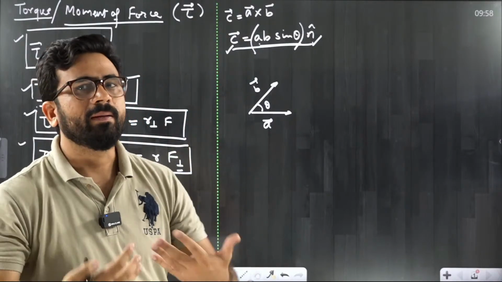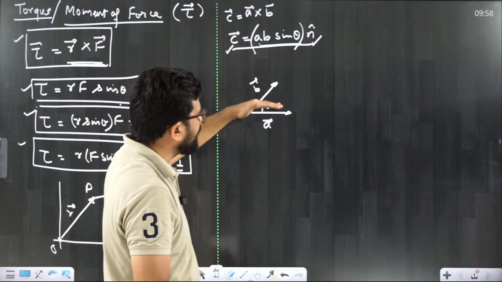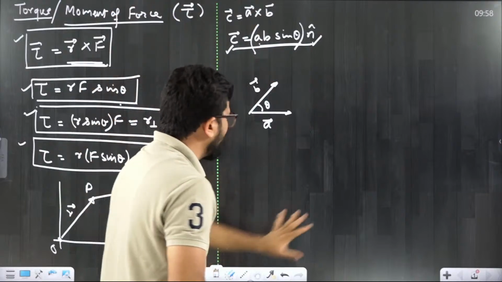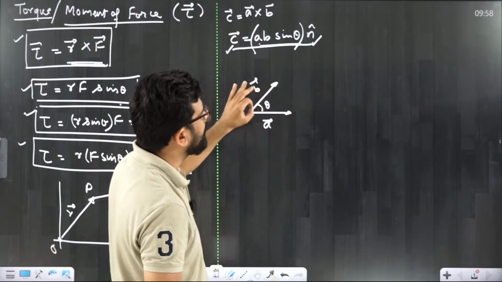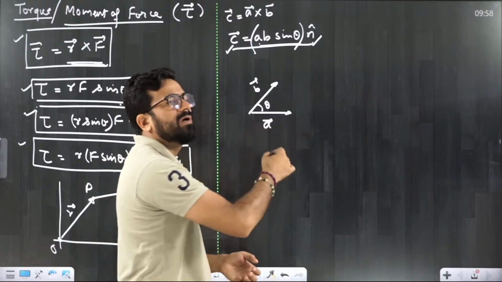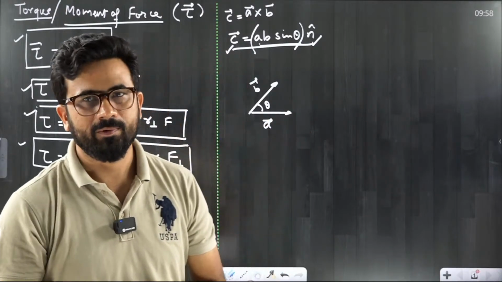Listen carefully, I am repeating myself. The C vector would be perpendicular to A vector as well as B. If A and B both lie in this board plane, that means C should be perpendicular to this board. It may be outward or inward, we will see about it, but it would be perpendicular. We have to understand up to here.